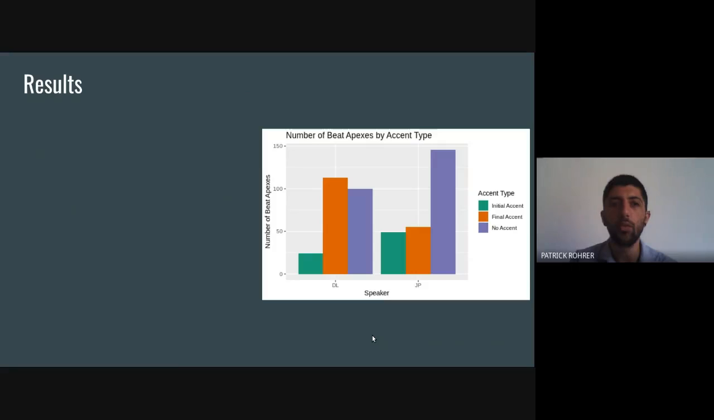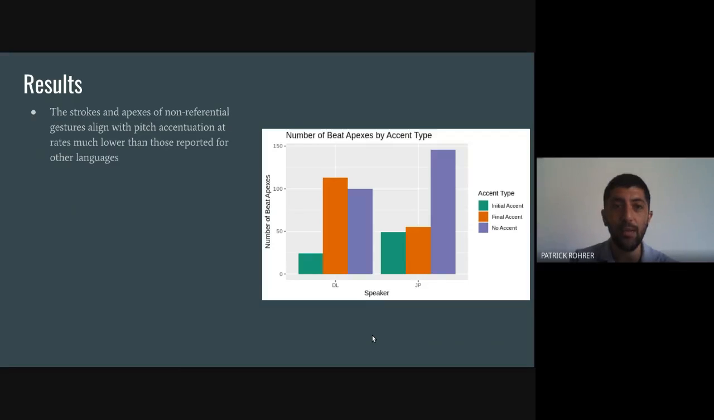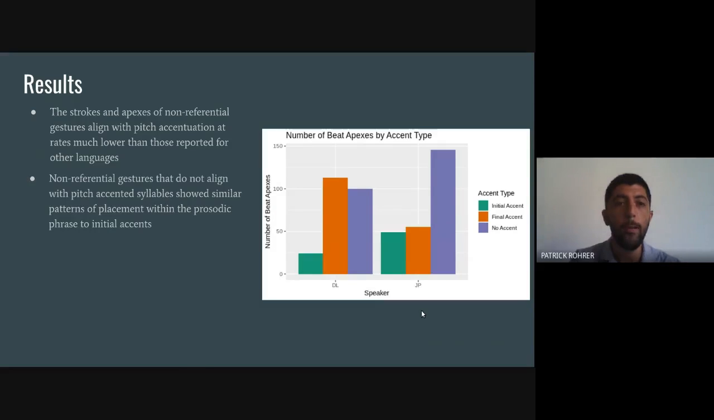And what we found was that the strokes and apexes of non-referential gestures align with pitch accentuation at rates much lower than those reported for other languages. So in this graph, you see the purple is the number of beat gesture apexes that do not co-occur with a pitch accent. So you can see, for example, this speaker, nearly 50% of his gestures do not co-occur with a pitch accent. So rates much lower than previously reported.